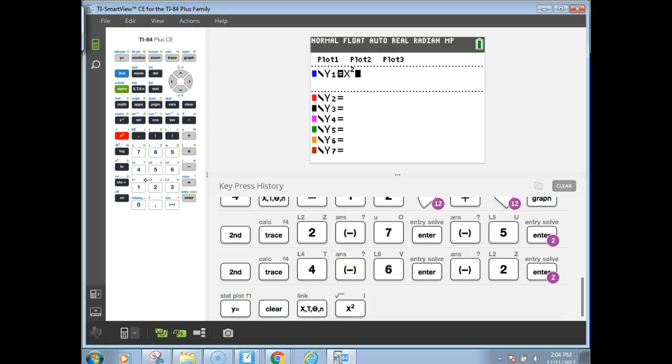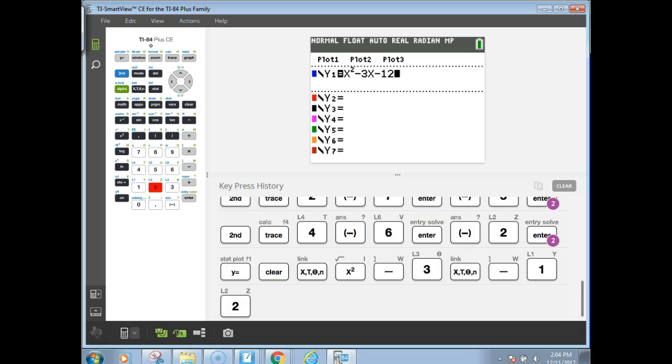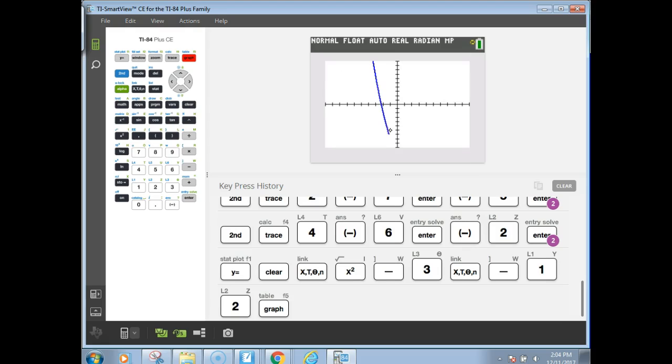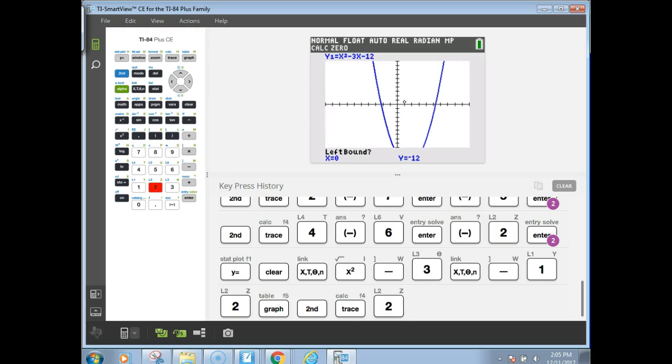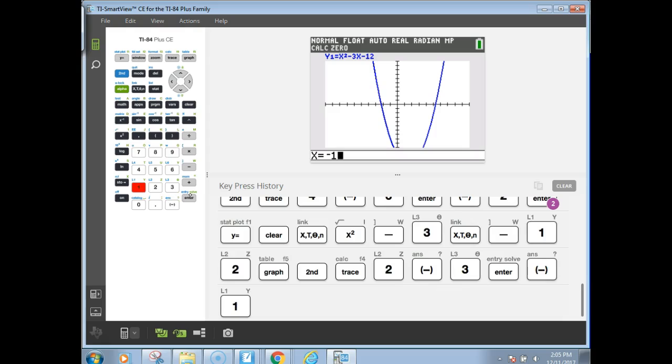We type in x squared minus 3x minus 12. Okie dokie. Then we're going to hit graph. And then I see that those are not very nice zeros. They're decimals. So I'm going to hit second trace, choice 2. And that first zero on the left is between -3 and -1. So I'm going to enter -3 for my left bound and -1 for my right bound. And hit enter, and then hit enter again. I land on the zero at -2.27.